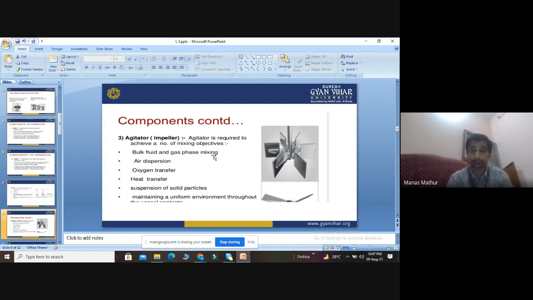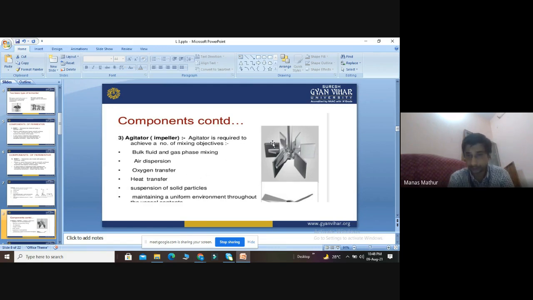The third component is the agitator. It is also called the impeller. See, in earlier times, we have seen ladies separate butter from buttermilk. They used an instrument that they rotated between their hands like this. That is called agitation. Recently we use mixies, but in earlier times, when they separated buttermilk or lassi from curd, they used such an instrument.